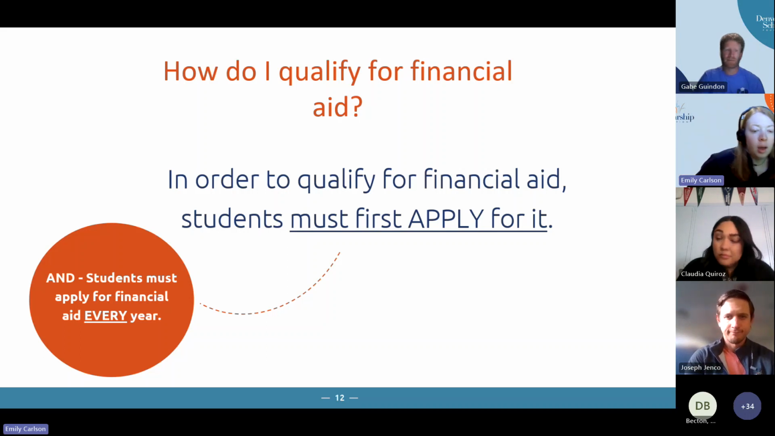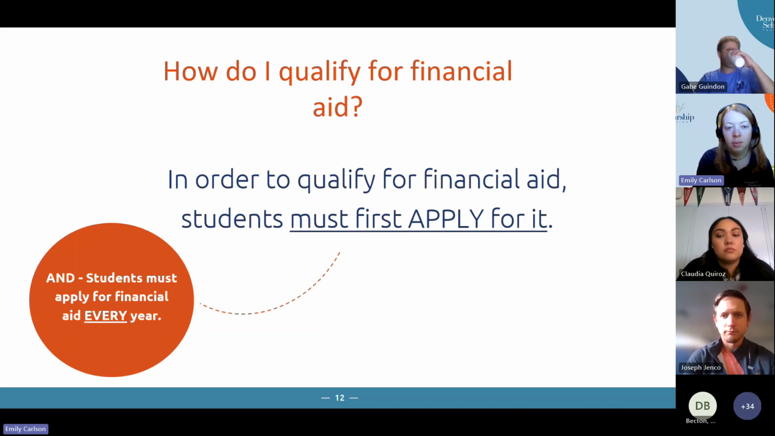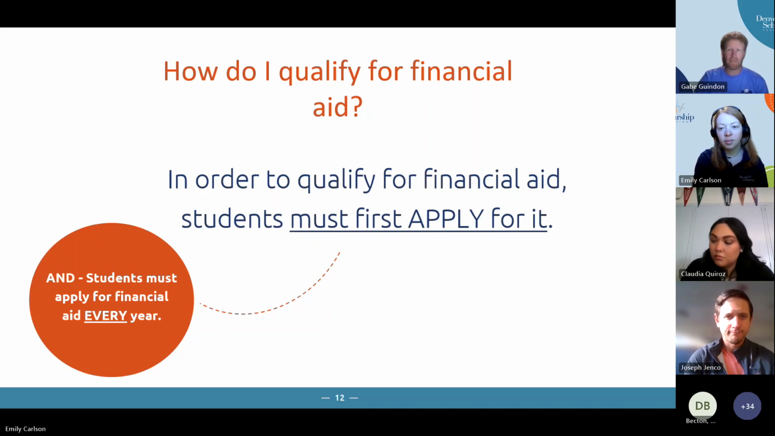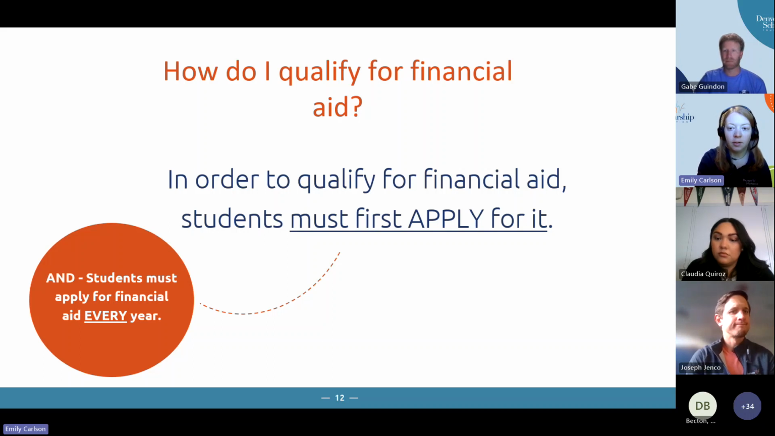Yep, sounds good. So I guess we'll pause for a second. Does anybody have any questions about the broad overview of the financial aid process before we get into the financial aid applications? If you think of anything, feel free to put it in the chat. We can look at those questions.